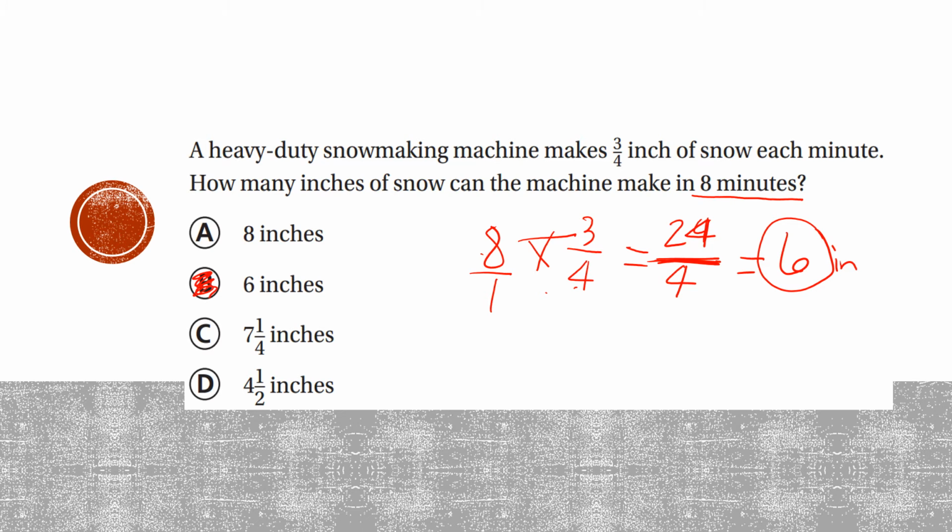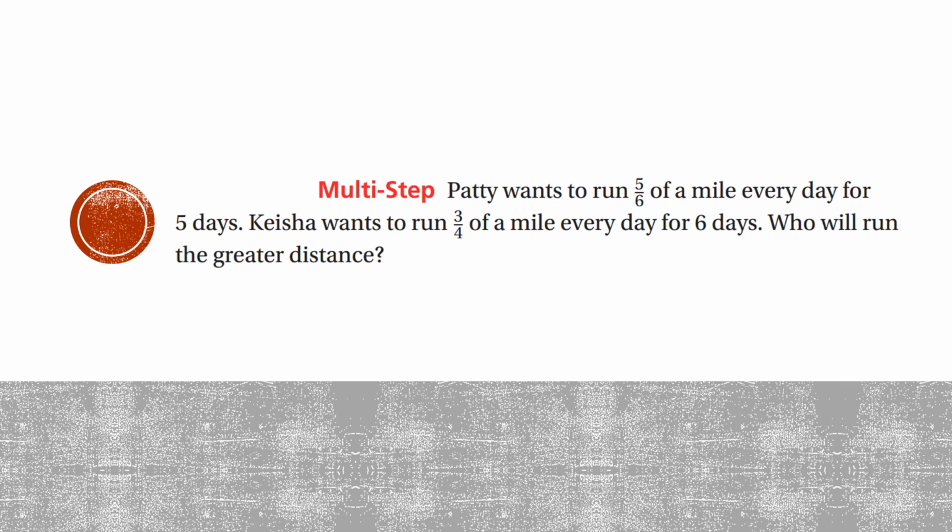All right, nice job. Okay, so that is basically how we multiply whole numbers by fractions using an algorithm. All right. So now let's look at a multi-step problem. So this is what we know. Patty wants to run 5/6 of a mile every day for 5 days. Keisha wants to run 3/4 of a mile every day for 6 days. My question is, who will run the greater distance?